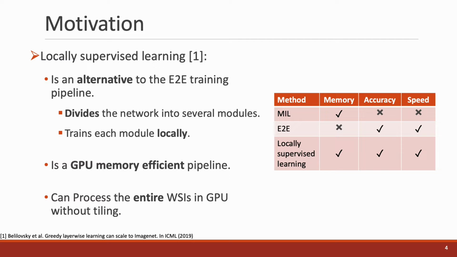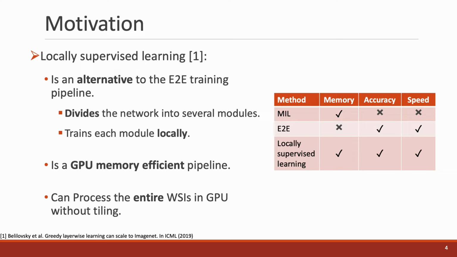Locally supervised learning is an alternative to the end-to-end training pipeline. It divides the network into several modules and trains each module locally. This means that we need much less GPU memory. We can process whole slide images entirely in GPU without any tiling.